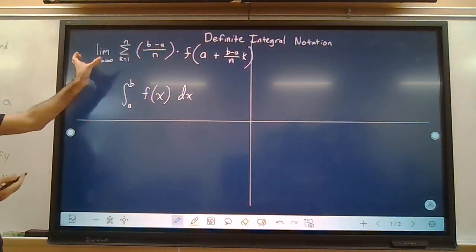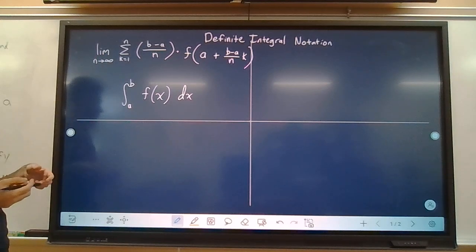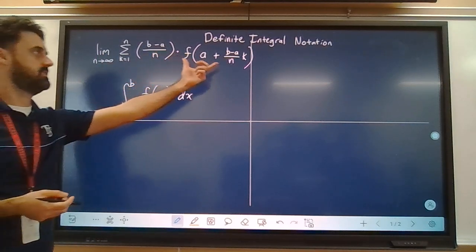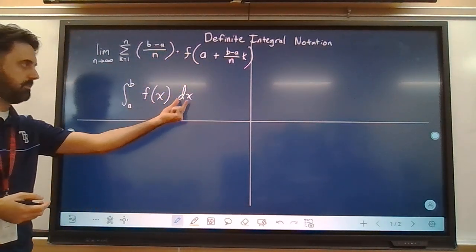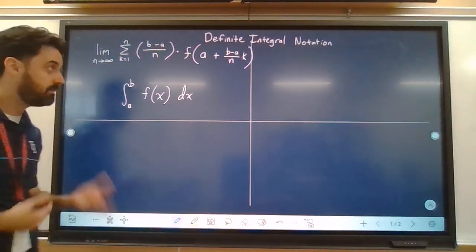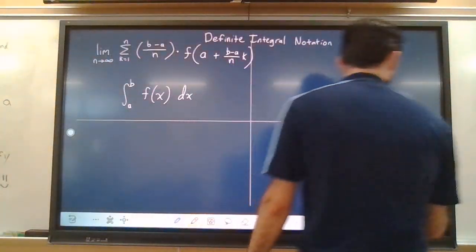All right, and again, it's just saying we're adding together an infinite number of rectangles, right? This is the base, this is the height. That's what this says as well. This is the base, this is the height. We're going to add together an infinite number of rectangles.